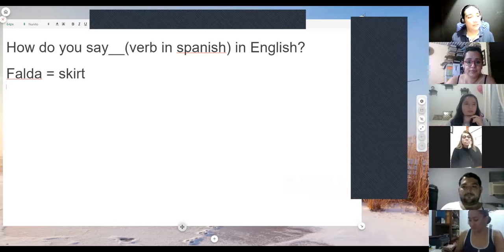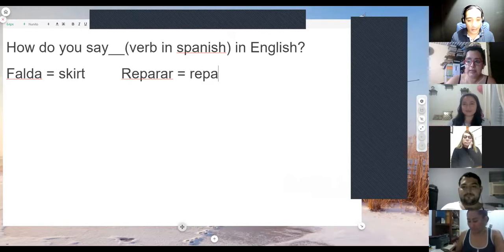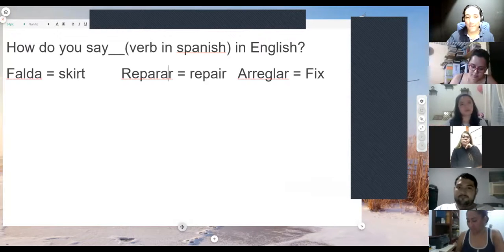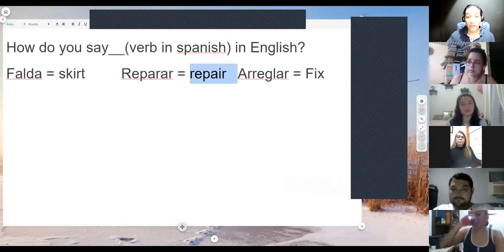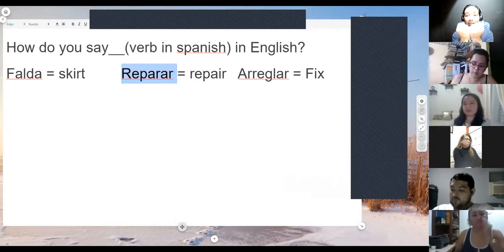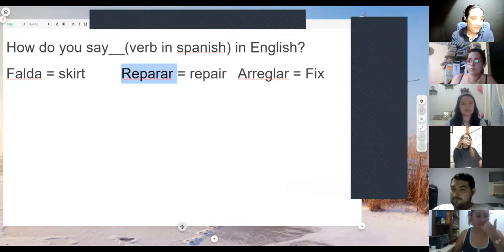How do you say reparar in English? Oh, reparar. Yes. Okay, you say repair. Ojo, repair. It's different if you say... what's the difference between reparar y arreglar? Okay, to repair, you use a refaction, you use a part to repair something. To fix, you use bubble gum.